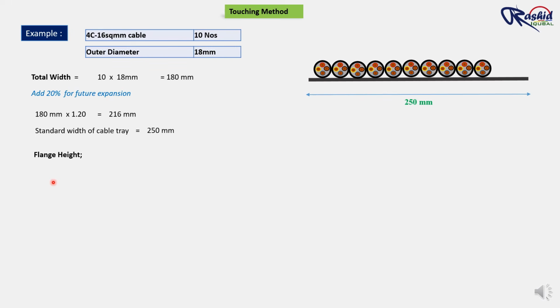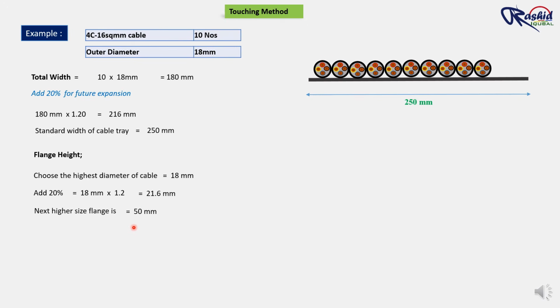Now for the flange height, also known as tray height, we need to consider the largest cable diameter. Since all cables have the same diameter of 18 mm, as mentioned above, we should choose a flange height greater than 18 mm. Let's add 20% extra height for ventilation purposes. So 18 mm multiplied by 1.2, this is 20%, equals 21.6 mm.